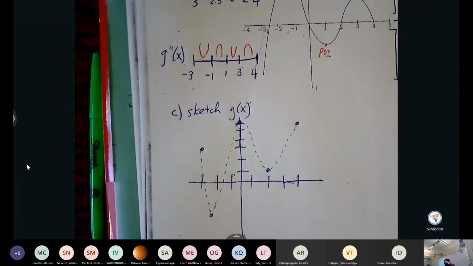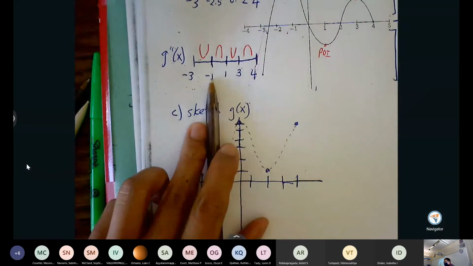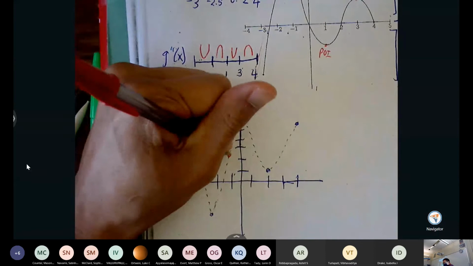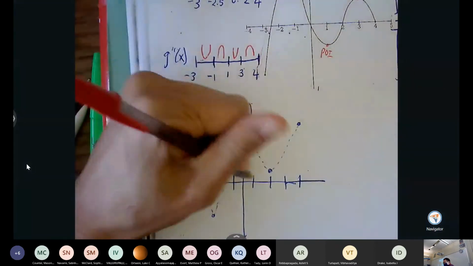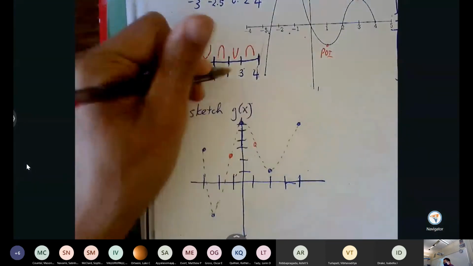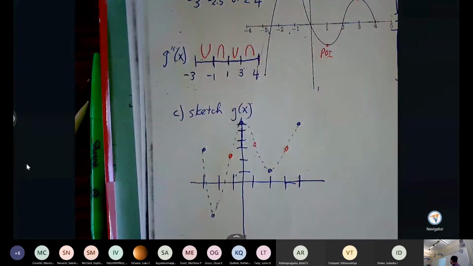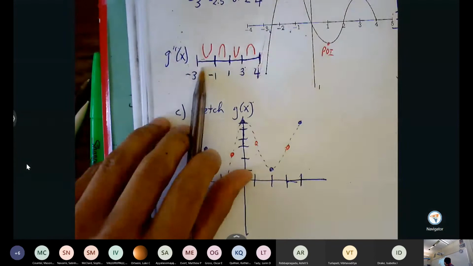I want to mark off my potential points of inflection. Wherever my graph lands at -1, I'm going to just give myself a transition point here. At 1, it landed somewhere here for me. At 3, it landed somewhere here for me. So I'm just going to be connecting from red dot to red dot with the appropriate curvature.